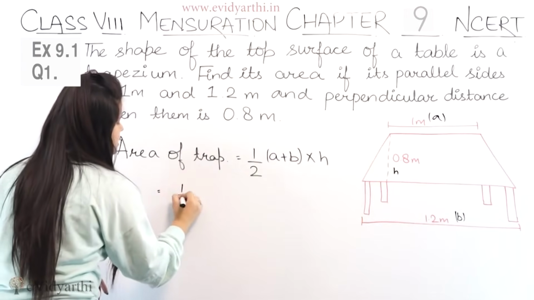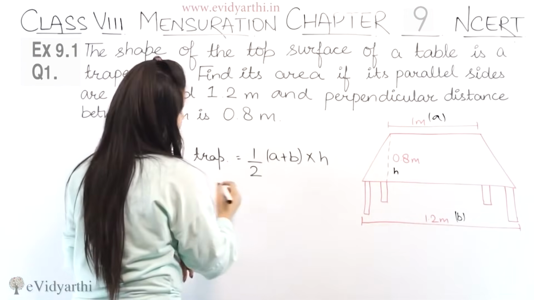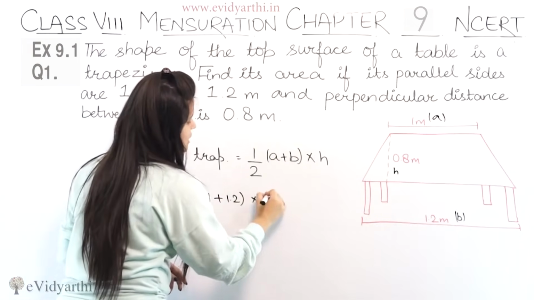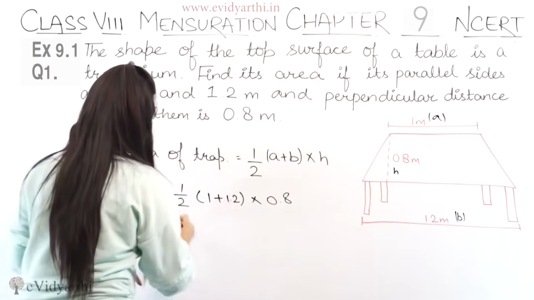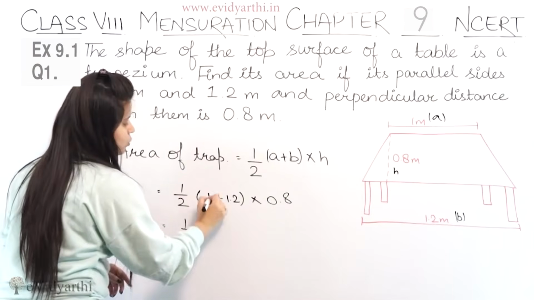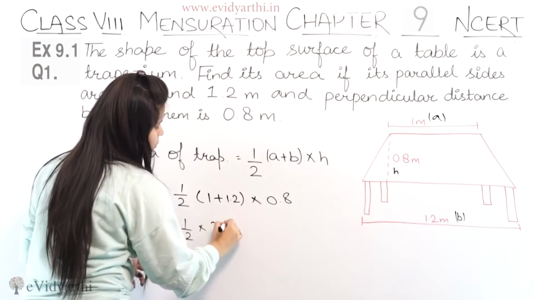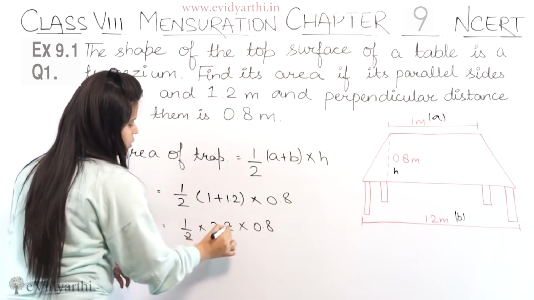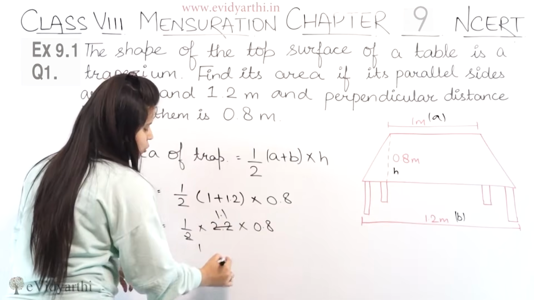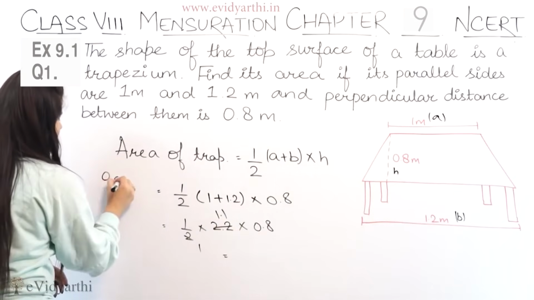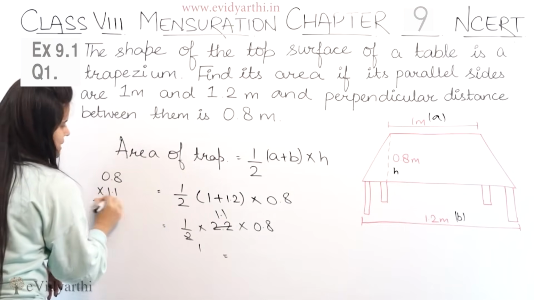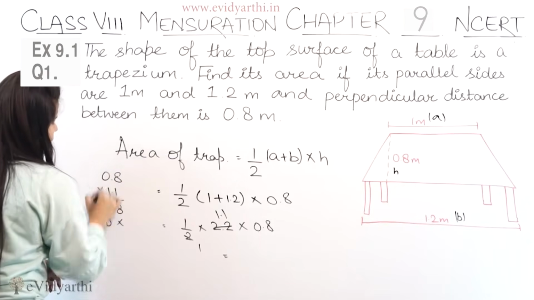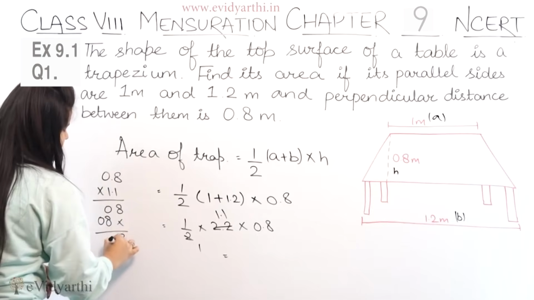So let's put the values. This is 1/2. A हमारे पास क्या है 1 plus B is 1.2 into H is 0.8. Right? So this is 1/2 into 1 plus 1.2 will be 2.2 into 0.8. So इसको कट कर सकते हैं. 2 1s are 2. This will be 1.1 into 0.8. So 0.8 को मल्टीप्लाई करते हैं 1.1 से. 1 8s are 8, 1 into 0, 0, 1 into 8, 8, 1 into 0, 0. So this is 8, 8, 0.